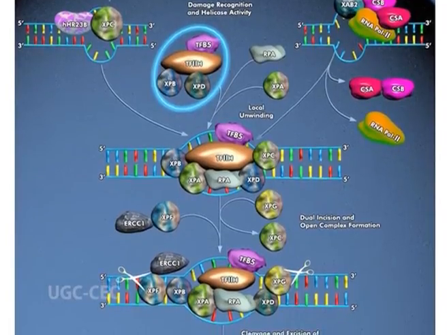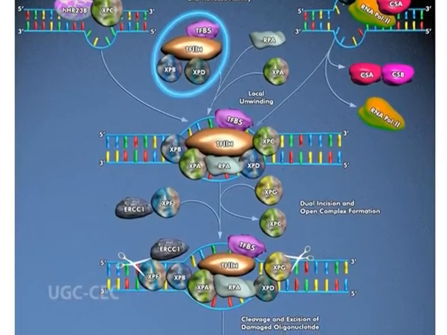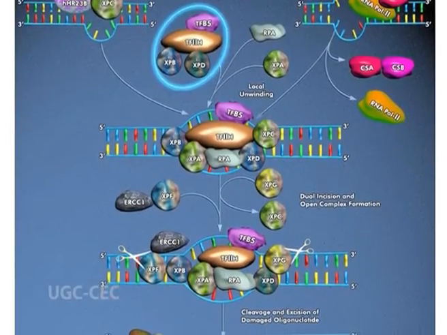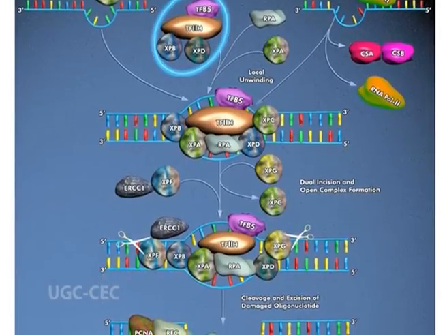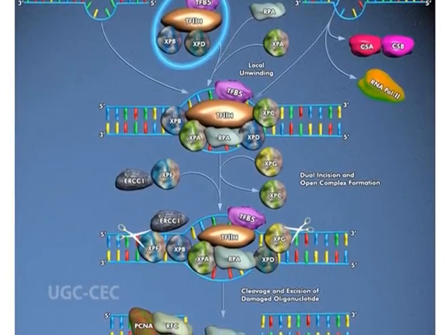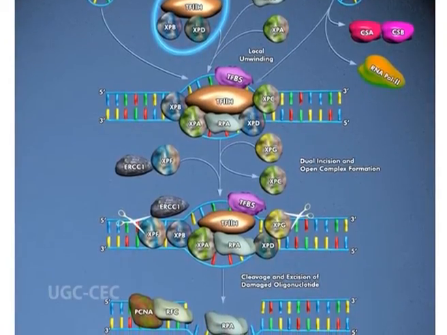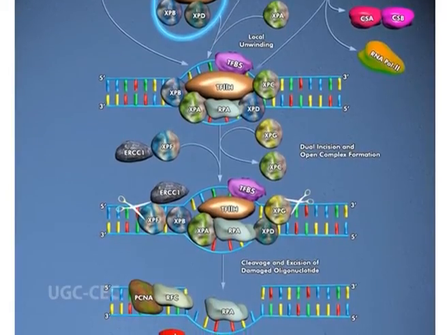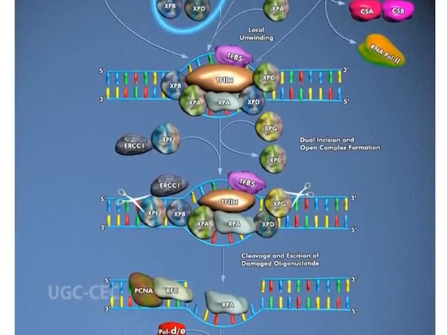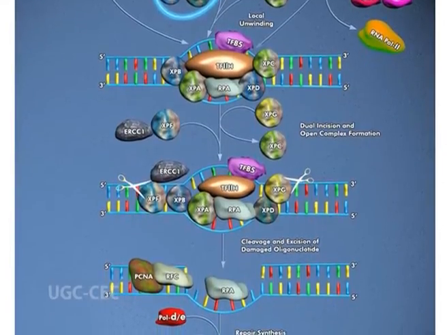XPA and the heterotrimeric RPA, or replication protein A, then bind at the site of injury and further aid in damage recognition. Next, the XPB and XPD helicases, components of the multi-subunit transcription factor TFIIH, unwind the DNA duplex in the immediate vicinity of the lesion for the enzyme RNA polymerase II to begin transcription.